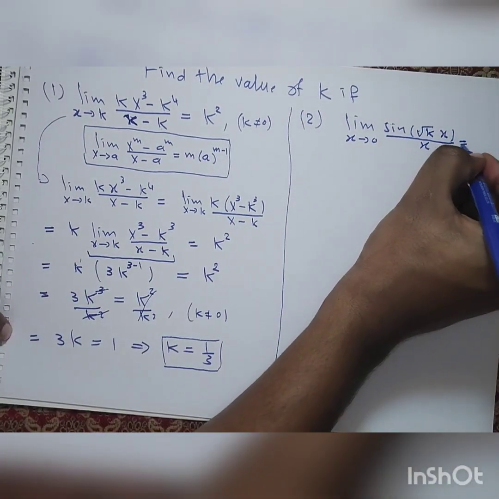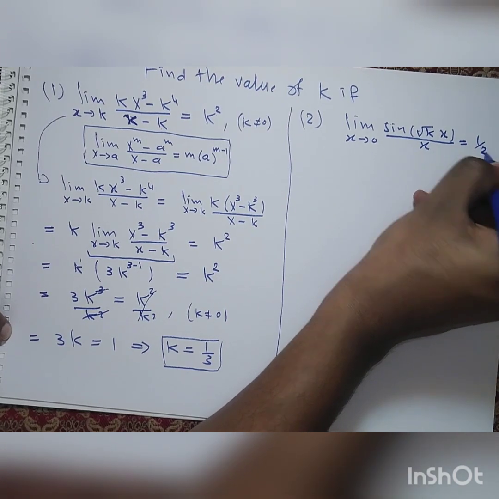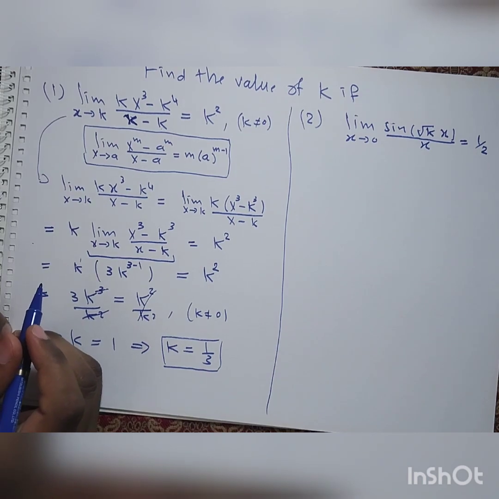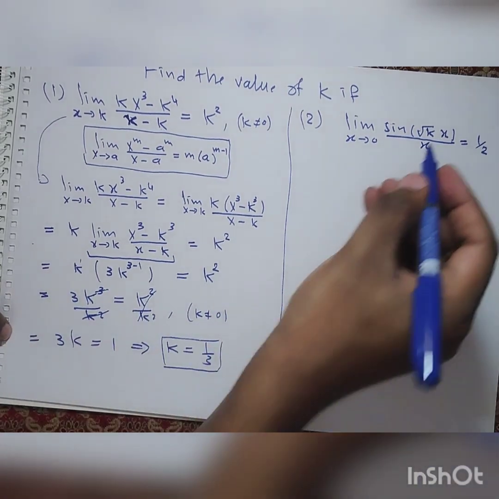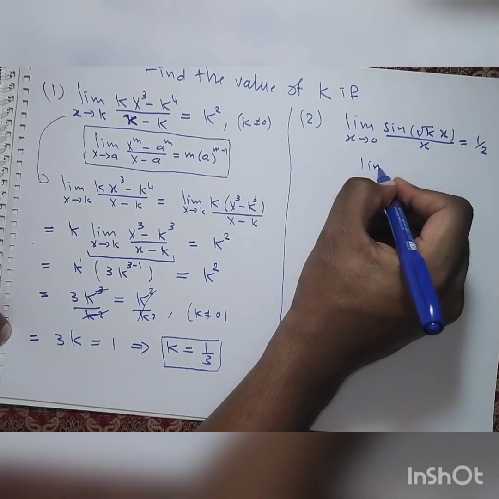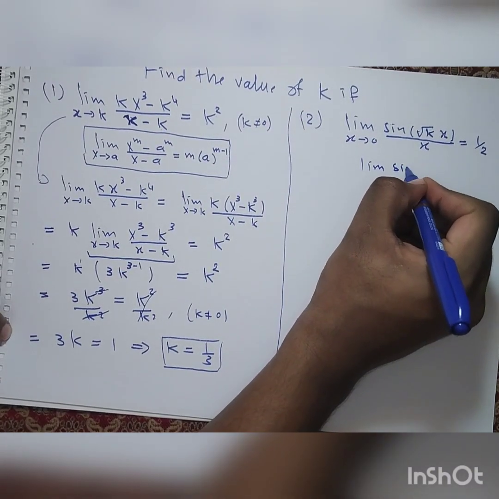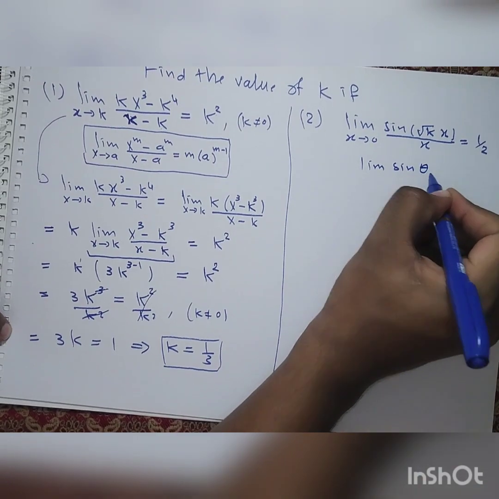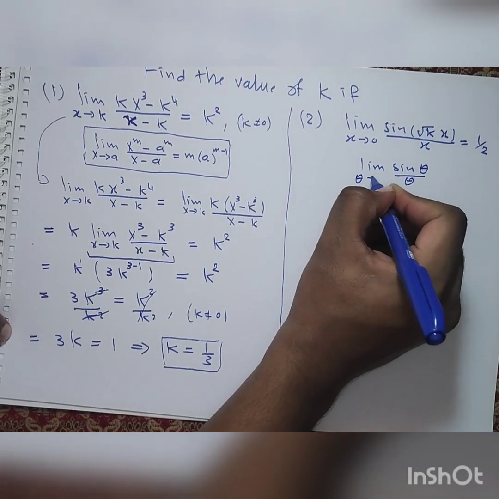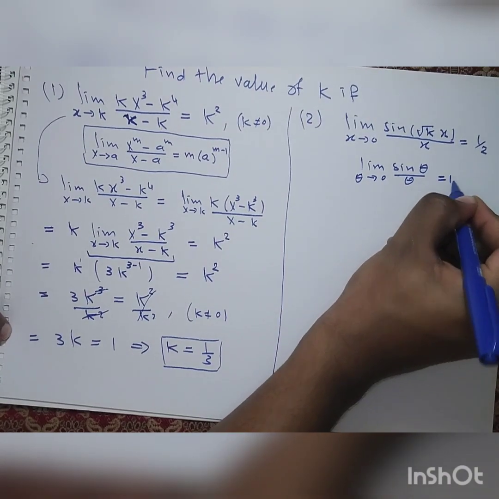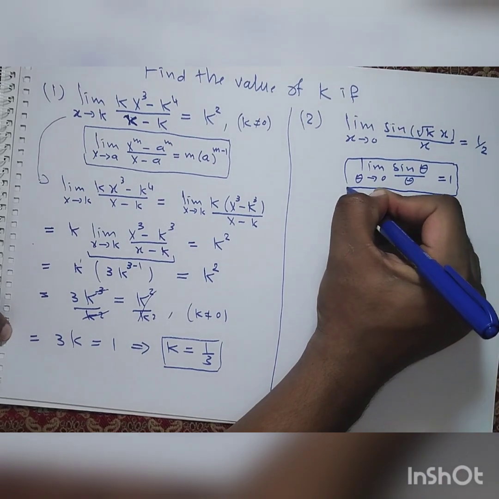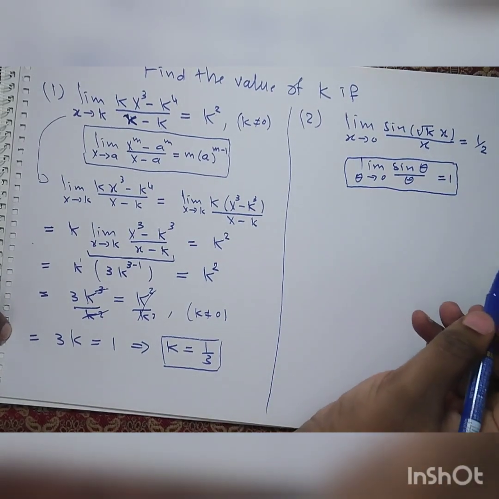and that is equal to half. So according to this, we are going to find the value of k. We also know that we have a rule. It says whenever you have sine theta divided by theta, when theta approaches 0, that is equal to 1. So here we are going to apply this rule to find the value of k.